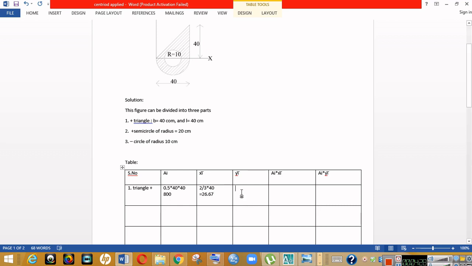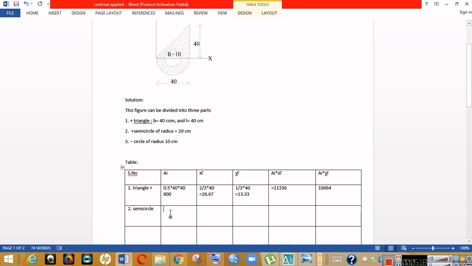For the value of yi, we have to move in the y direction. We are moving in this perpendicular direction, so it is always 1/3 of this height. The height is 40, so the value comes to 13.33. If we multiply ai with xi, we get 21336, and if I multiply ai with yi, we get 10664. So the second portion is the semicircle.